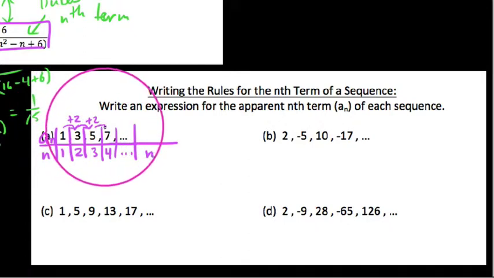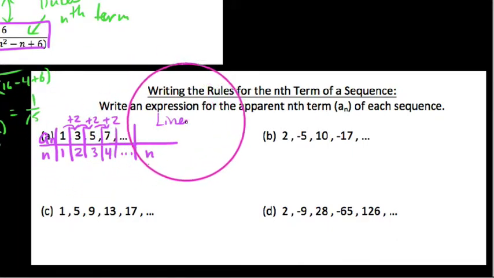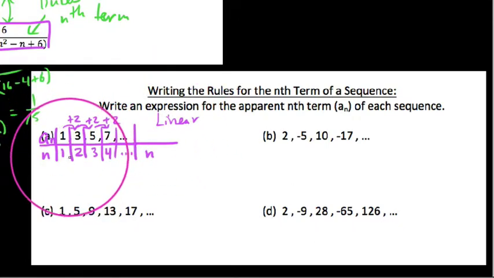So when we say going up by 2 every time, I just want to point this out to you. If you're going to be working on sequences, this is what we call a linear pattern, okay? And we refer to these later on as arithmetic sequences. But essentially, we say it goes up by 2 every time.